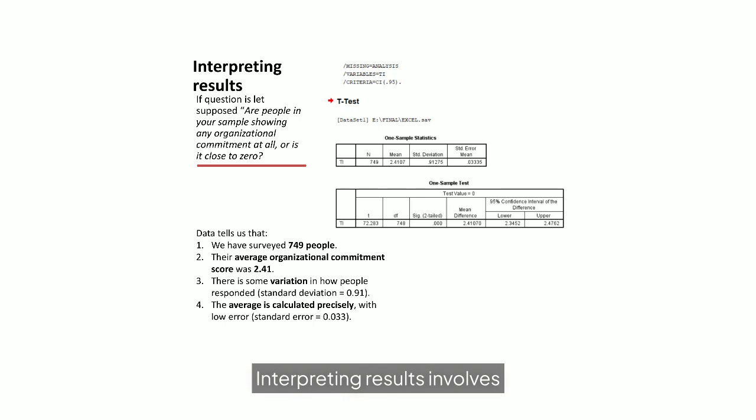Interpreting results involves understanding the data output. For instance, if we surveyed 749 people with an average organizational commitment score of 2.41, we can assess the variation and precision of this average. This analysis provides insights into the data's reliability and significance.